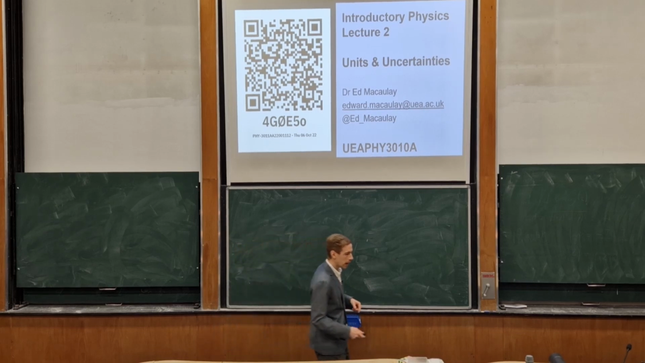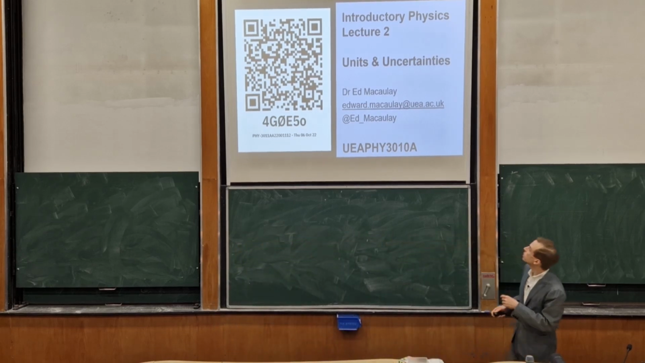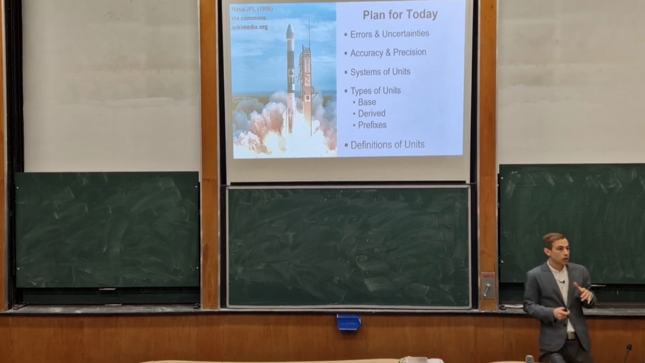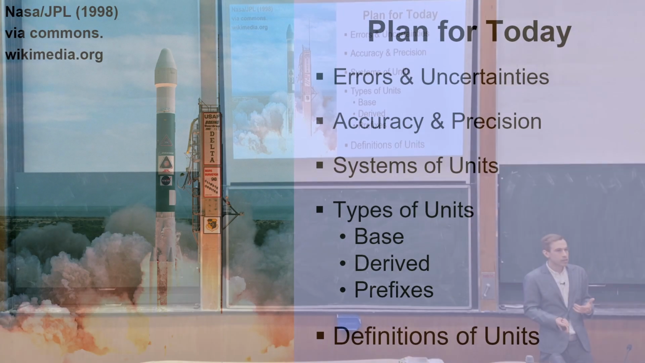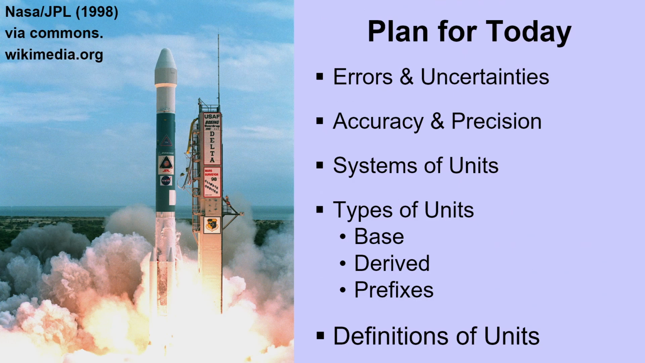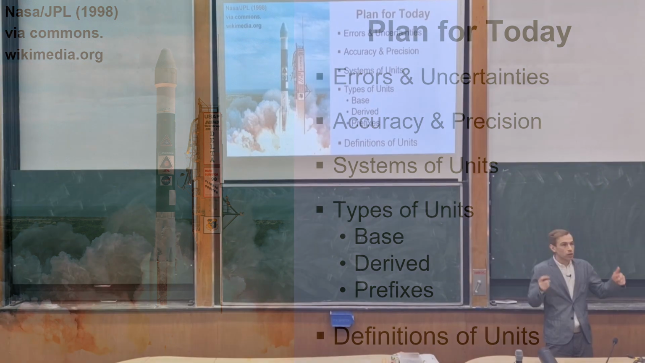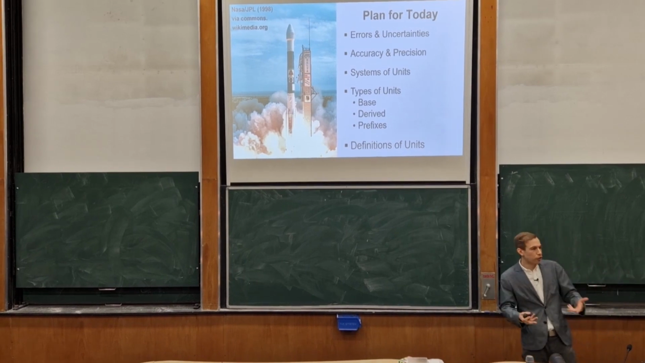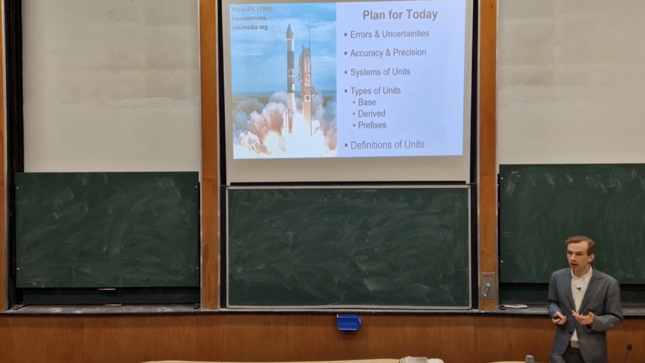Let's take a look at what's on the menu for today. So the plan is to start by thinking about errors and uncertainties. We're also going to look at accuracy and precision. And that's all we need to think about for the time being about uncertainty, accuracy, and precision in scientific values.